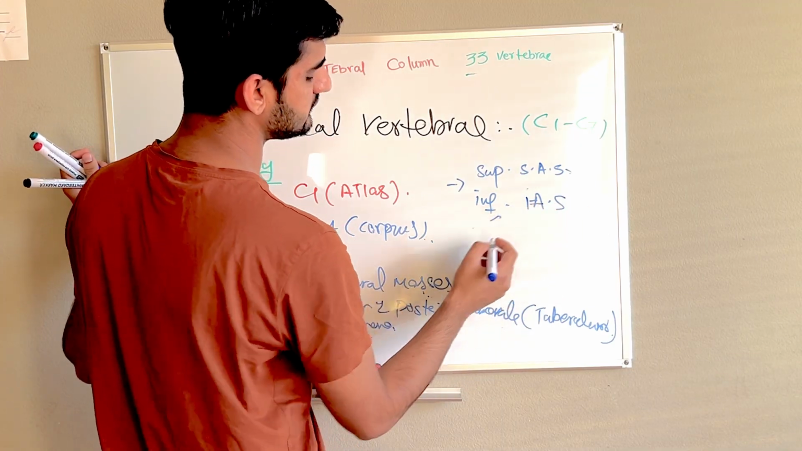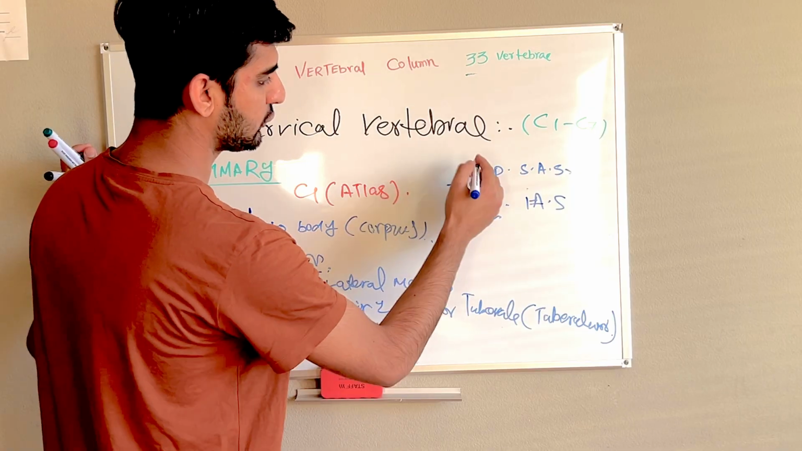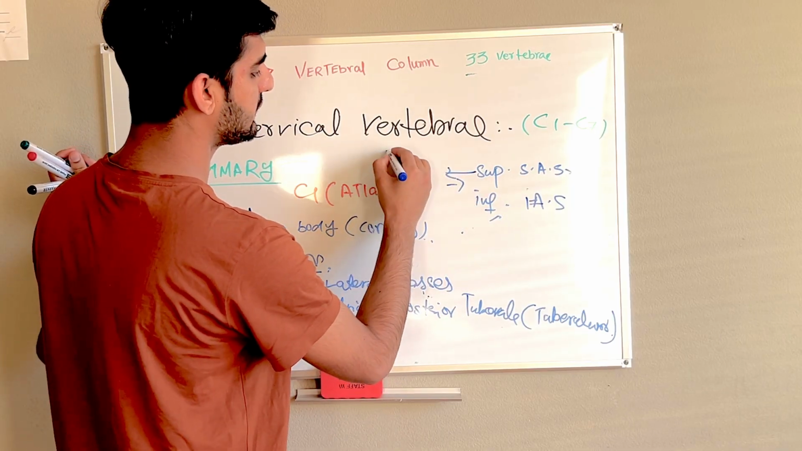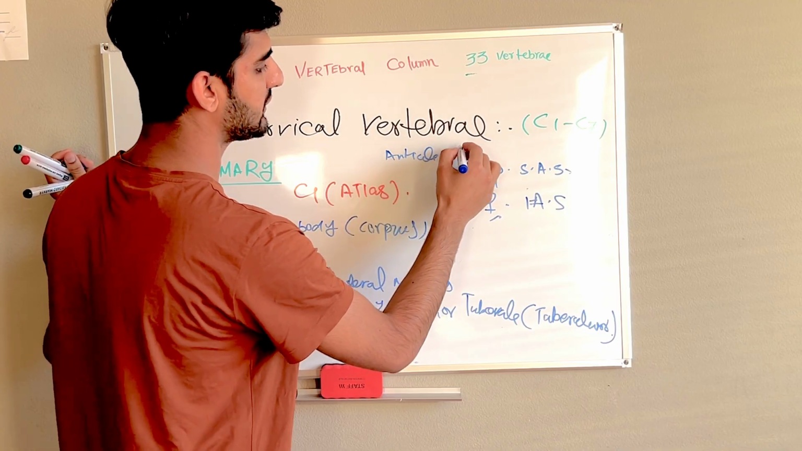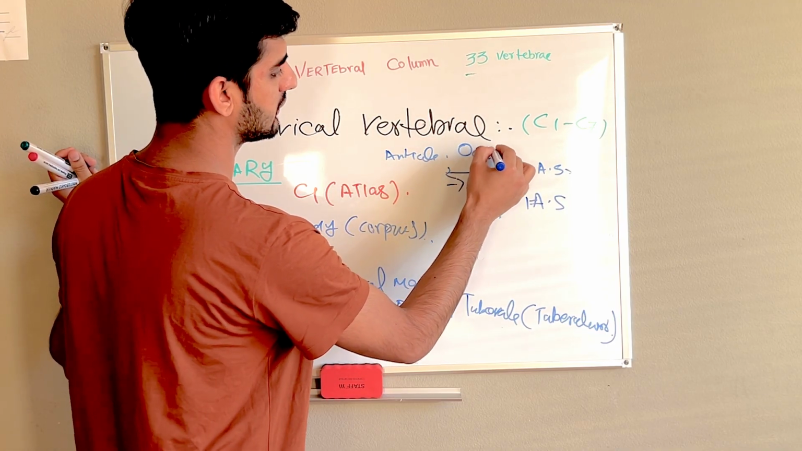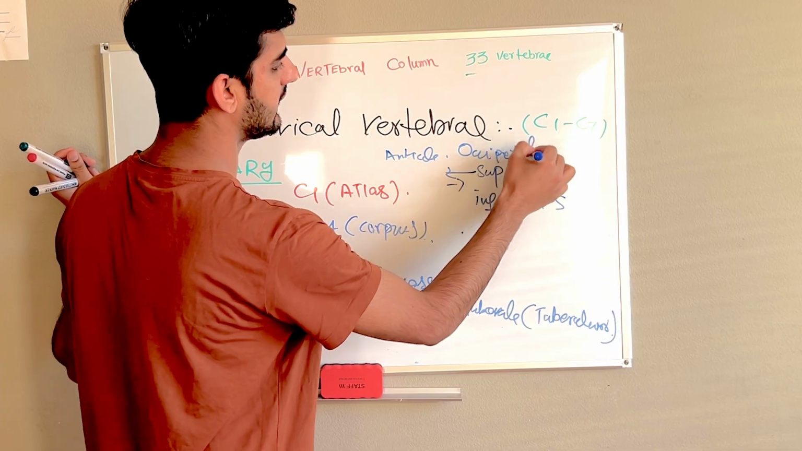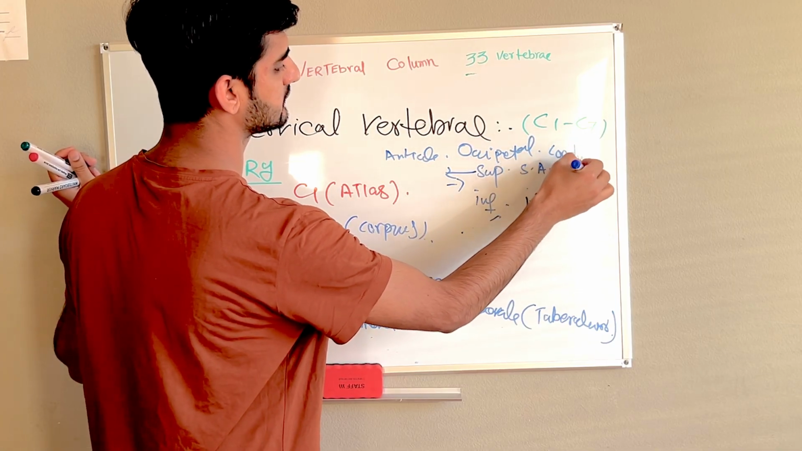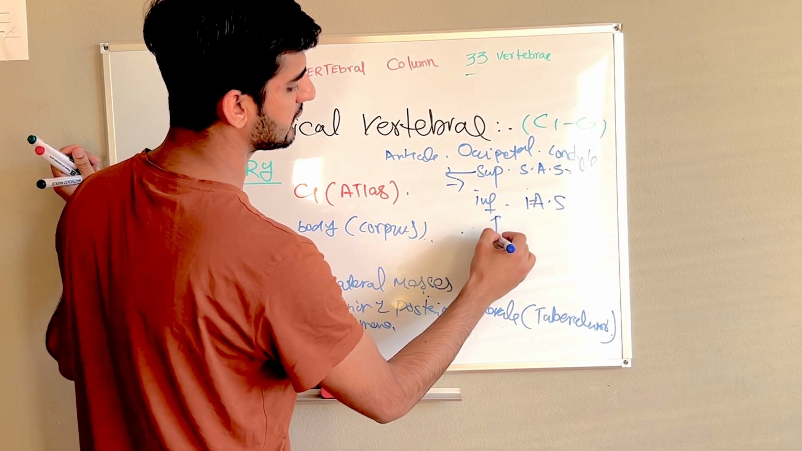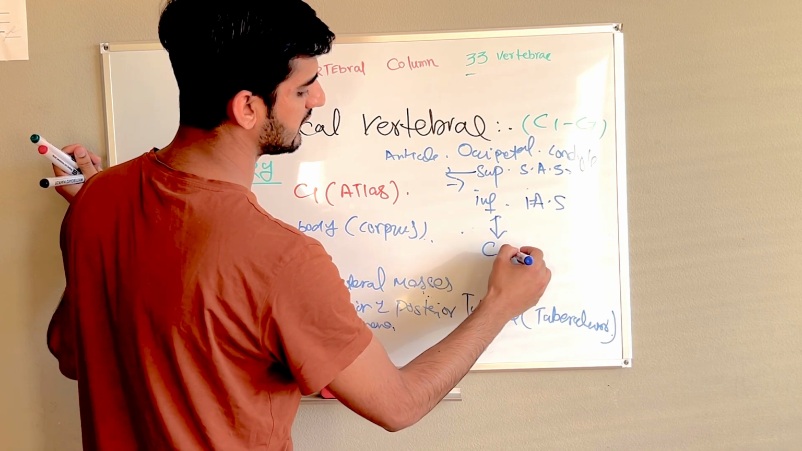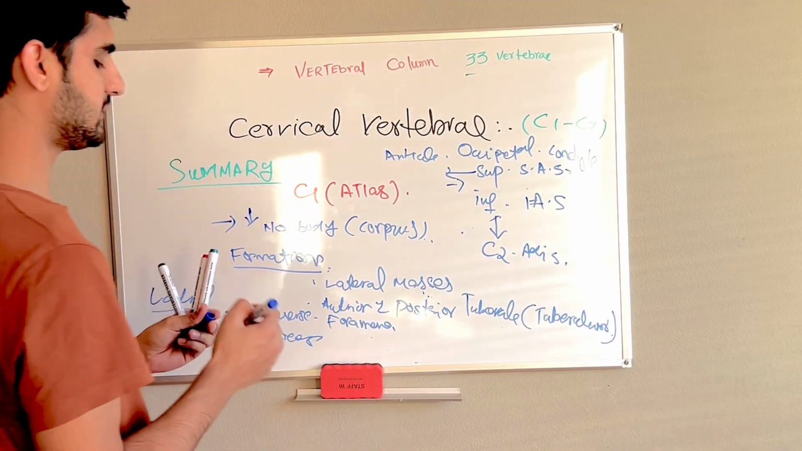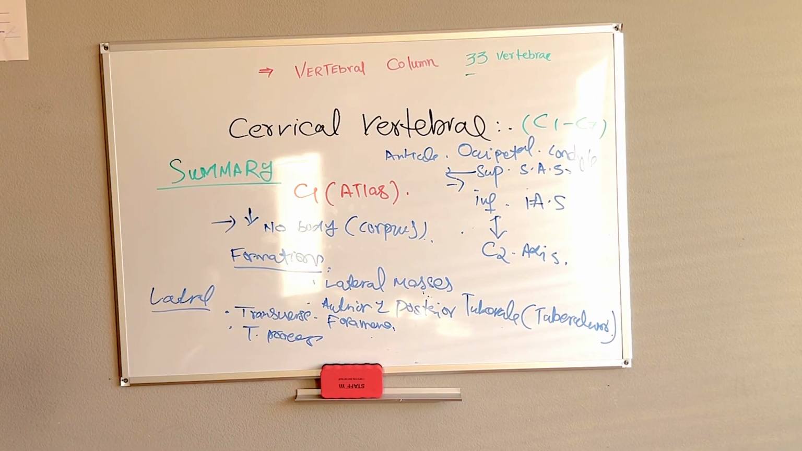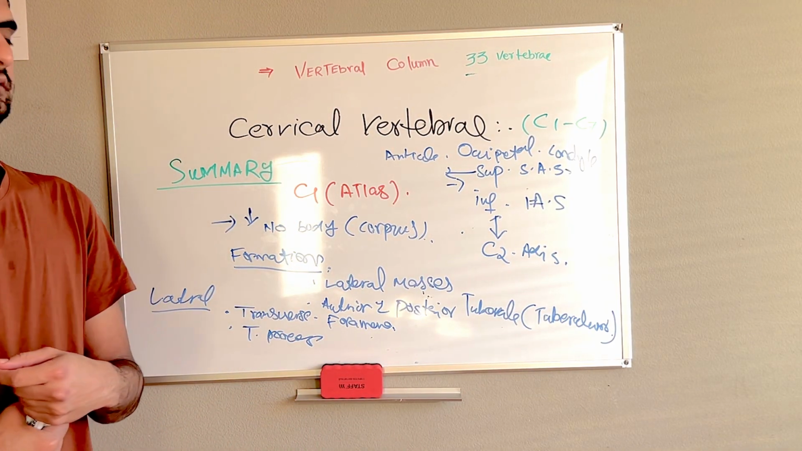Okay, superior articulates with the condyles, occipital condyle, and inferior articulates with the C2 axis. Okay, this is what we discussed. This is everything about the atlas vertebra.